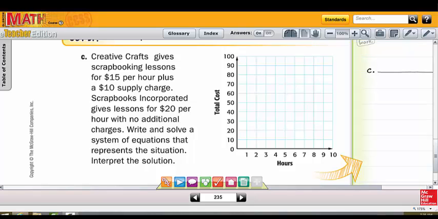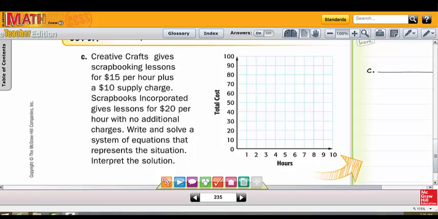Okay, letter C. Creative Crafts gives scrapbooking lessons for $15 per hour plus a $10 supply charge. Scrapbooks Incorporated gives lessons for $20 per hour with no additional charges. Write and solve a system of equations that represents the situation, and then interpret the solution.